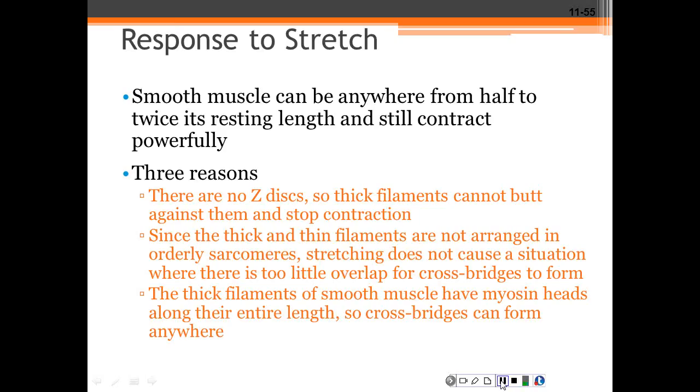Okay, so there are three features that contribute to the smooth muscle's ability to stretch extensively and contract powerfully. Now, it has no Z discs, so thick filaments do not butt against each other and stop the contraction. Second feature, the thick and thin filaments are not arranged in orderly sarcomeres, so too little overlap from the cross bridging does not occur. The third reason is that the thick filaments have myosin heads along their entire length, with no bare zones. That's right. So the cross bridges can form anywhere.